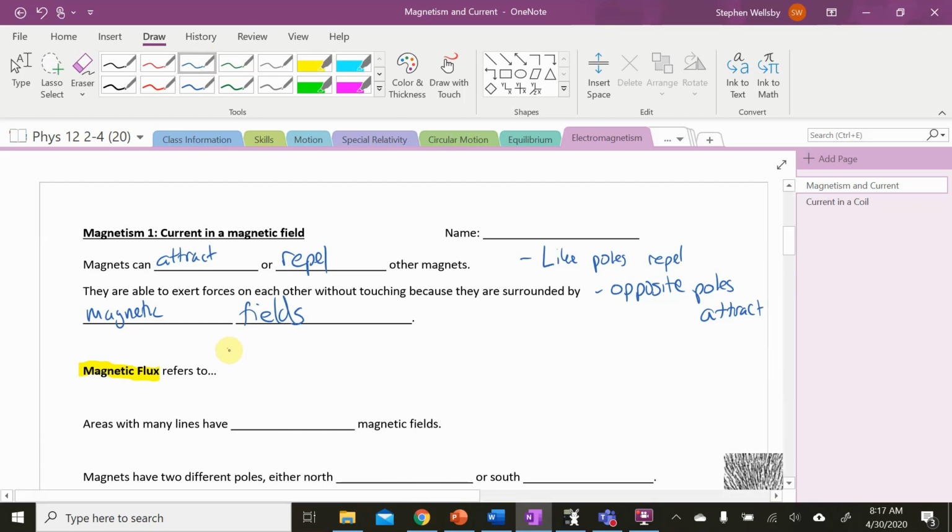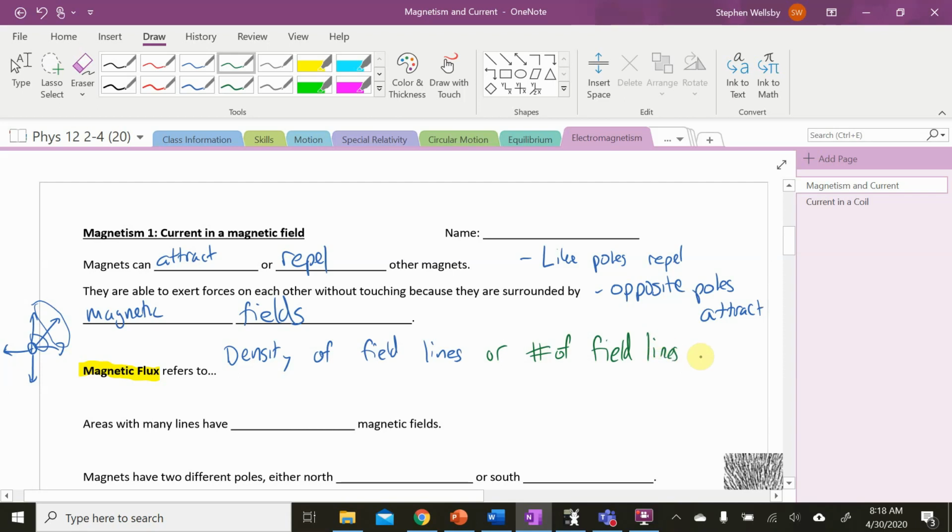And one way of looking at that is that it's the density of the field lines. So when we were thinking of electrostatics, for example, if we drew a positive charge, we'd see the field lines pointing away from it, and where the field lines were closer together, that was a stronger field. Where those field lines were more spread out, that was a weaker field. So we have the same thing for magnetism. We just refer to it as magnetic flux. So it's the density of field lines, or you can say the number of field lines passing through an area.